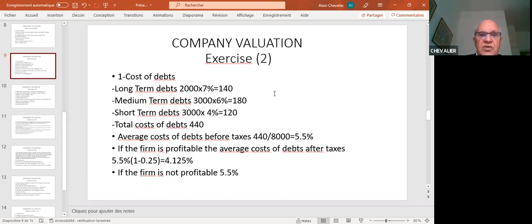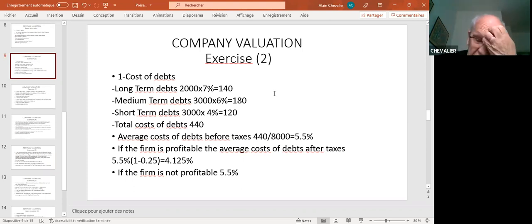So the long-term debts cost is easy to calculate: 7% multiplied by 2,000, which is 140. For the second one, it's 3,000 multiplied by 6%, which is equal to 180. And last, it's 3,000 multiplied by 4%, which is equal to 120. So if you calculate simply the total cost of the debt, it is equal to 140, 180, 120, which is equal to 440. So at that point, it is quite easy.